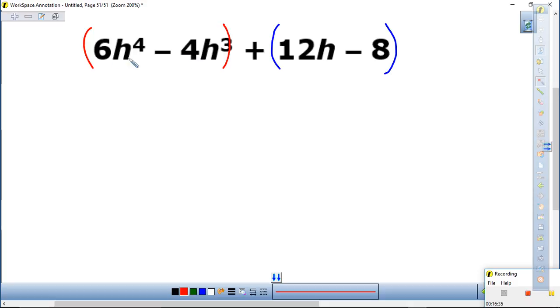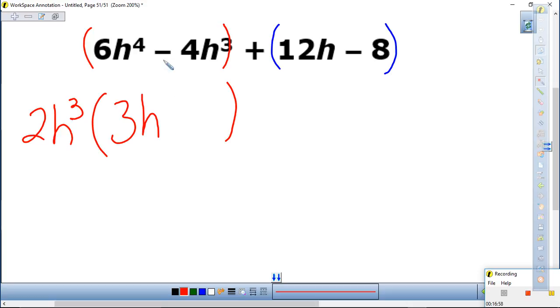What is the GCF for this? 2h to the 3rd. Once again, if you don't see it in your mind, factor it out. There's 4 h's, 3 h's, so both of them have at least 3 h's, right? So 6 divided by 2 is 3. We took 3 of these h's out, so we're left with 1. Negative 4 divided by 2 is negative 2, and the h to the 3rd is out. Let's bring down the plus.